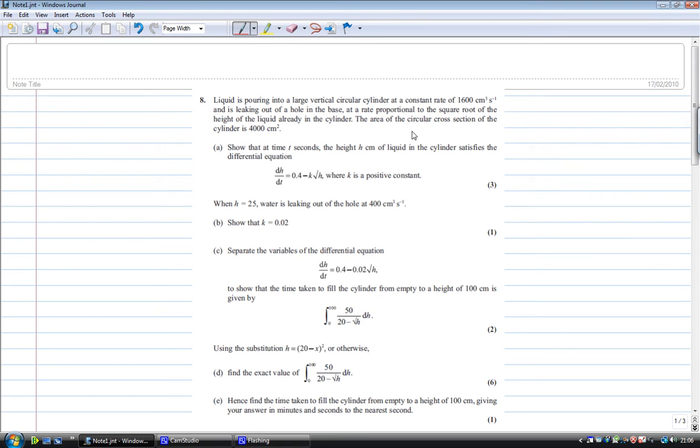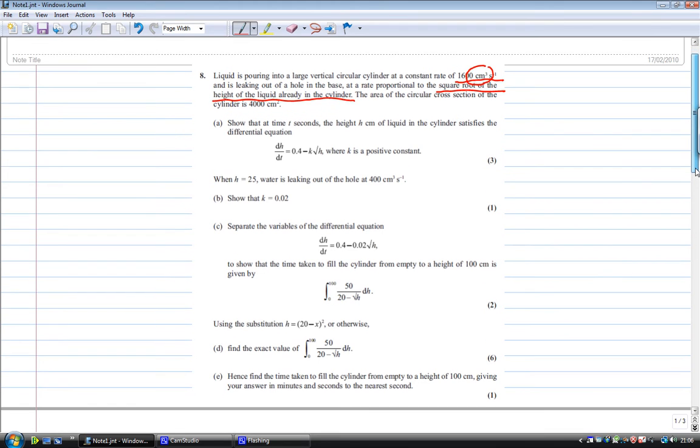the cylinder. The rate at which the volume's coming in is this, in centimetres cubed, and it's leaking out at a rate which is proportional to the square root of the height of the liquid already in the cylinder. So however high it is, we take the square root, and that's the rate at which it's going out.